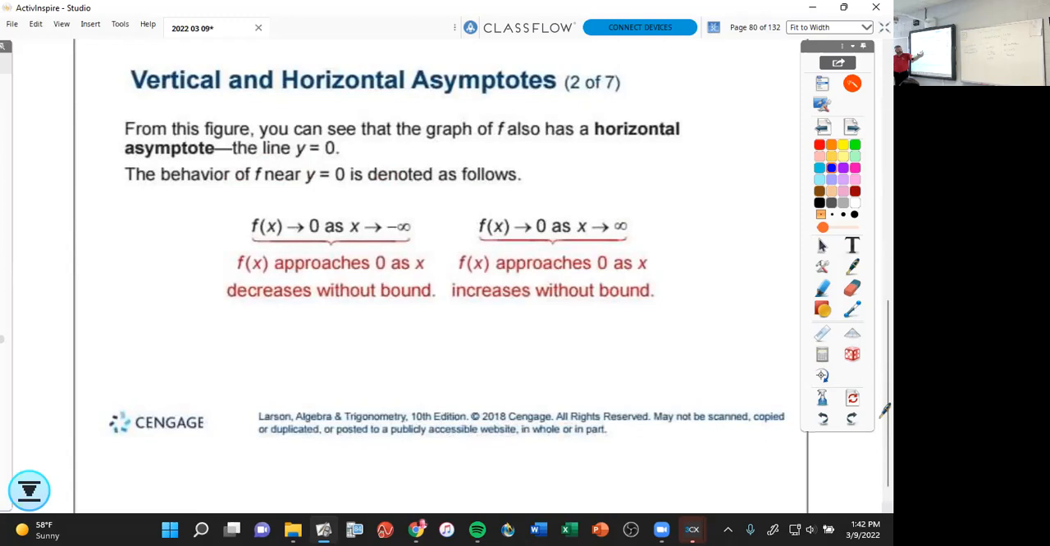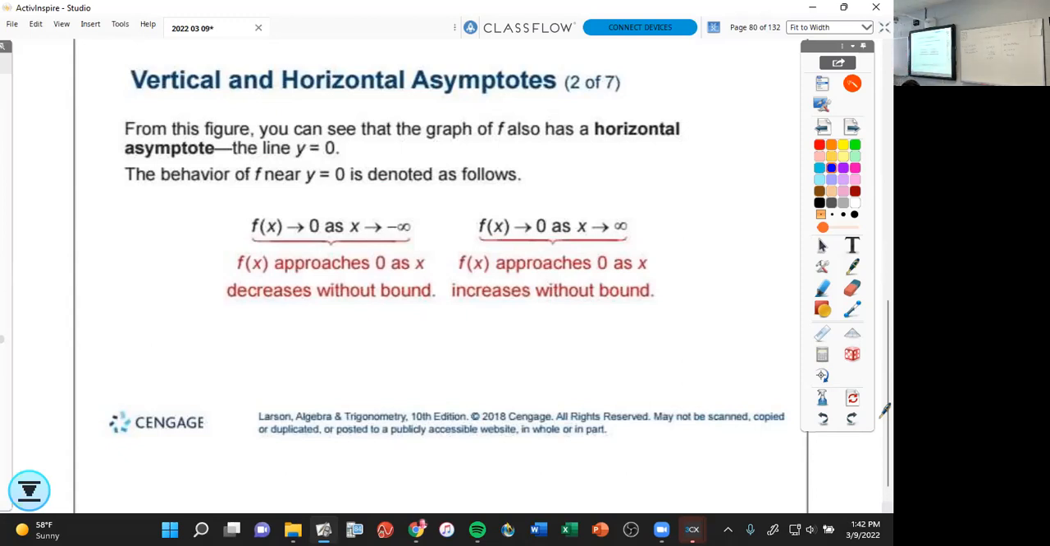The function is approaching 0. Okay, we're down here right now. So as I go approaching negative infinity, the graph is getting closer and closer and closer to 0. On the other side, I'm approaching 0 as x approaches infinity. That's what this is saying here.